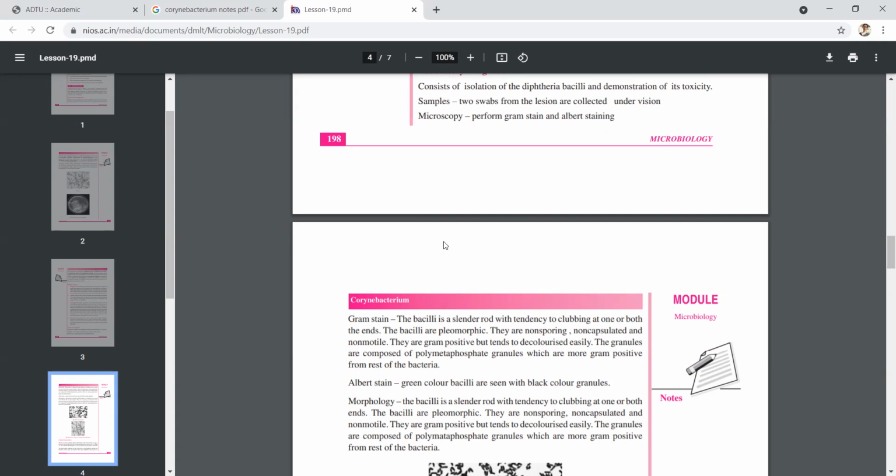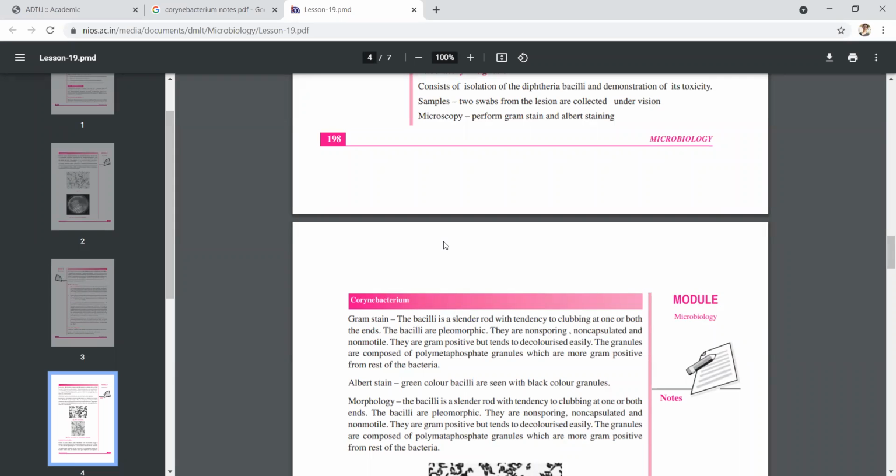Once the samples are collected, we are going to perform the Gram staining and Albert staining. Gram staining we perform for almost all the bacteria because that is a characteristic method. But specifically, if you want to identify and determine Corynebacterium diphtheriae, you have to perform the Albert staining. The Albert staining is a process which helps you to observe the metachromatic granules present in this bacteria.